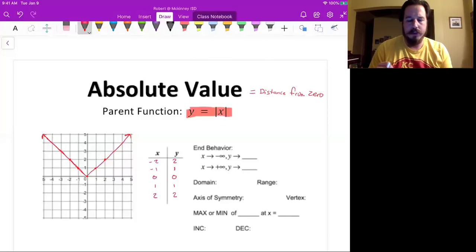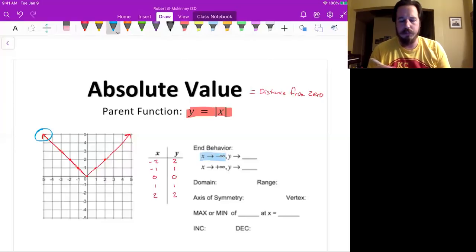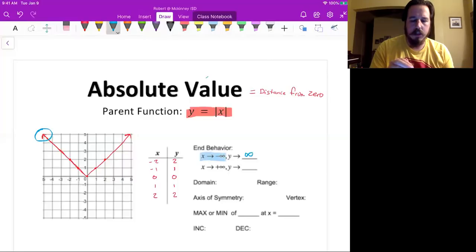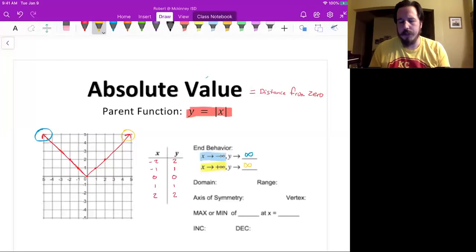We're going to start with our end behaviors. So as we remember, this first part tells us which way we're looking. So this says look on the left side. So when I look on the left side, that arrow is pointing up, so it's going to positive infinity. And when I look on the right side, that arrow is pointing up and it is going to positive infinity. Absolute value functions, the shape of it makes this V shape. Your end behaviors are going to be the same every time.